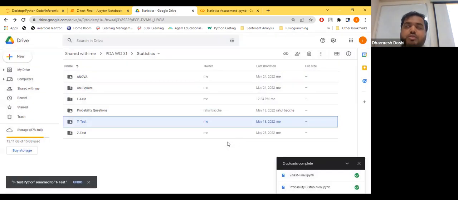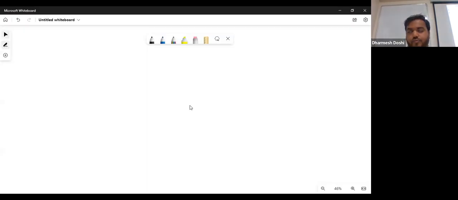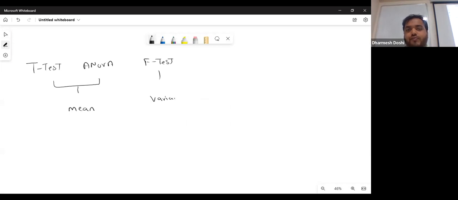Guys, when to use T test? What is the use of T test? Let's do a small summary report. This is used to compare mean. When to use ANOVA? More than 2 means, but we compare mean only. F test, variance. Z test, we compare mean, but the sample is more than 30.